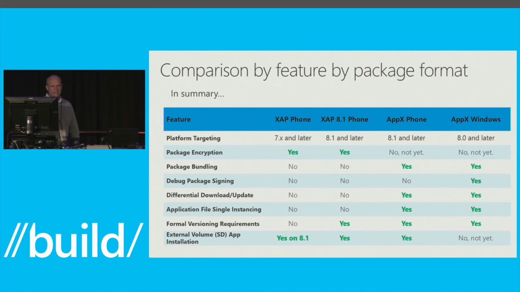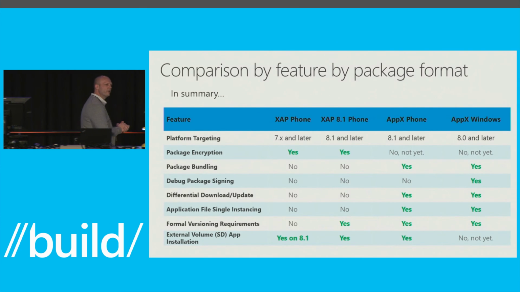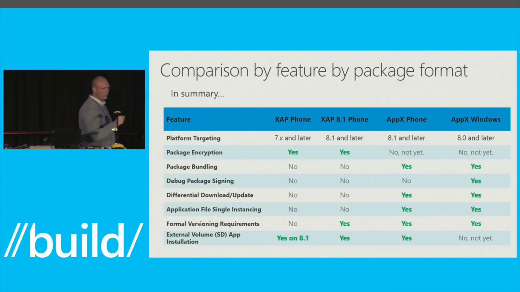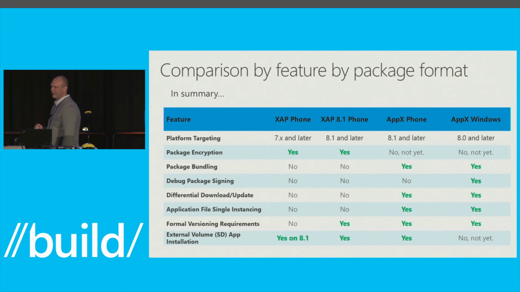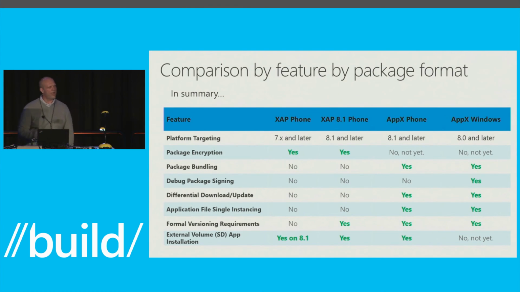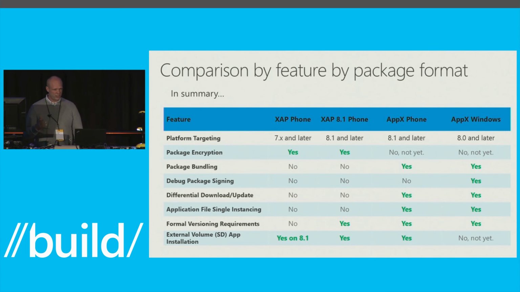So the platform targeting is along the top of it, and the version of the application. On the left-hand side, we have Zap Phone, and then Zap 8.1, AppX Phone, and AppX Windows. So package encryption, we didn't really hit on this earlier, is that just like Windows Client, AppX packages are not encrypted. Silverlight applications are, 8.0, 8.1, they are, but AppX packages are not encrypted. Package bundling feature is a unique feature to universal apps. Silverlight 8.1 do not have this feature. It's a packaging feature, it's specific to the packaging format.